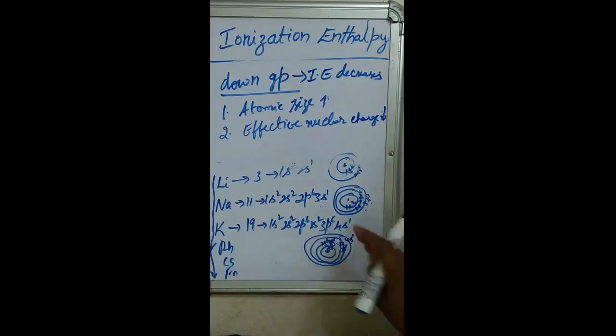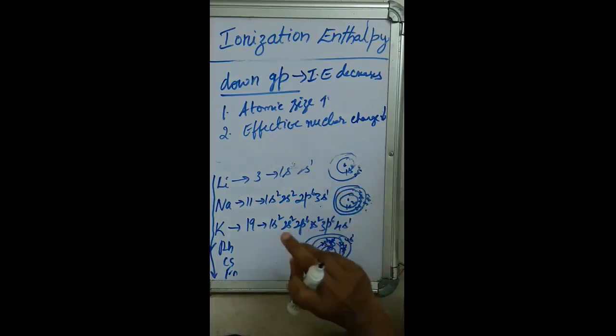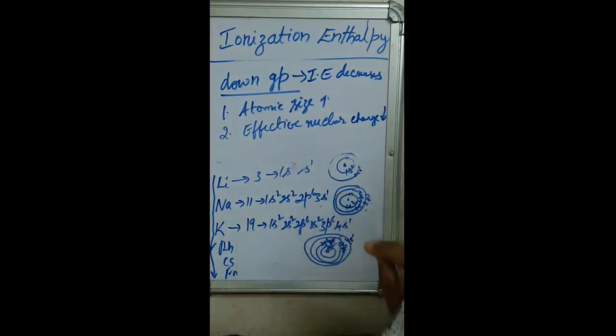I will repeat the conclusion. What conclusion should you write? Since atomic size increases and effective nuclear charge decreases, it is easy to remove the electron from the outermost shell as we move down from lithium to francium. So that's why ionization enthalpy decreases down the group. I hope you understood the concept of ionization enthalpy with respect to down the group.